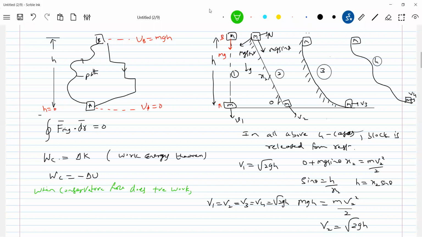does positive work, potential energy, I'm writing in short, decreases. Similarly, when a conservative force does negative work, potential energy increases. Sir, how can you say? The diagram itself shows it here.